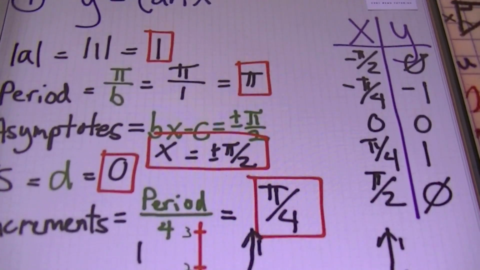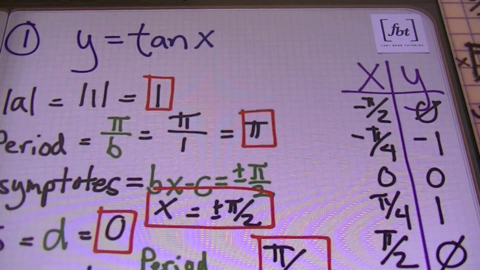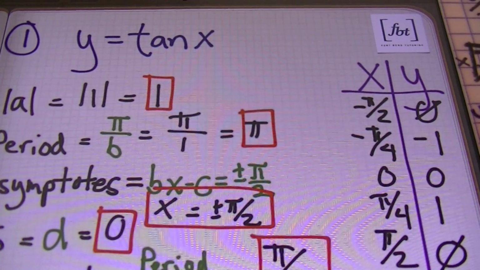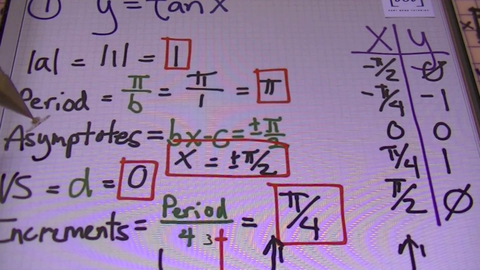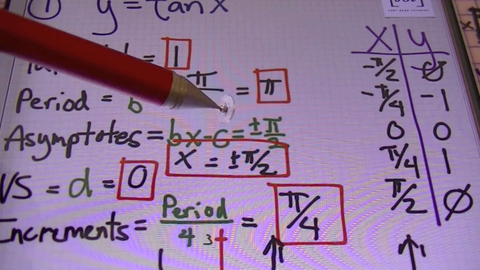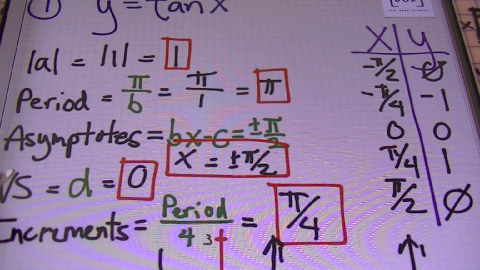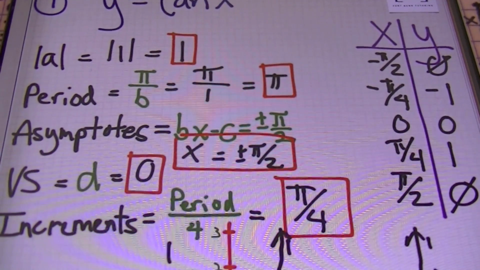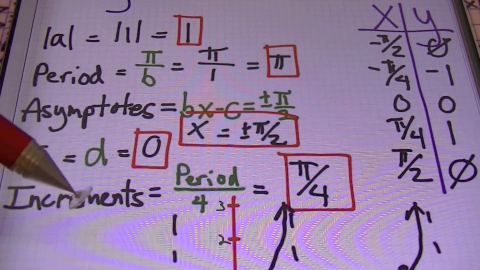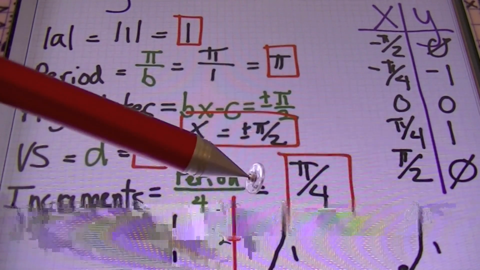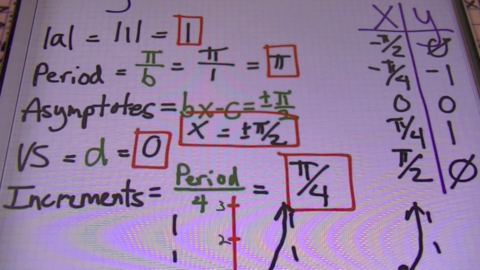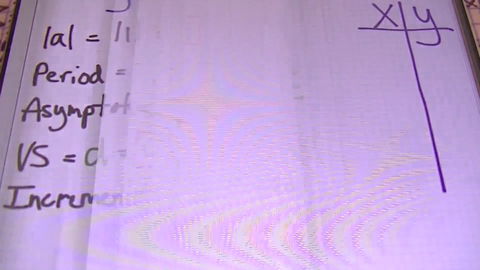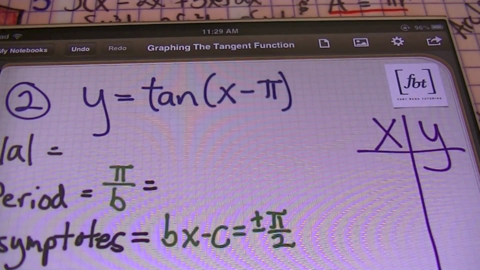So once again, ladies and gentlemen, the graph of y equals tan x, we just did that. We had our XY chart. We filled out the value for the vertical stretch. We also found our period that had a length of pi. We found out the equations of our asymptotes, which is going to be x equals plus or minus pi over 2, using the formula bx minus c equals plus or minus pi over 2. We also found out that in this equation, our vertical shift is 0, that d value. And then we used our increments, that period divided by 4, which equals pi over 4. That helped us find the other values on the XY chart that we needed to use to graph. All right, so let's continue on, ladies and gentlemen. We are on problem number 2 now.